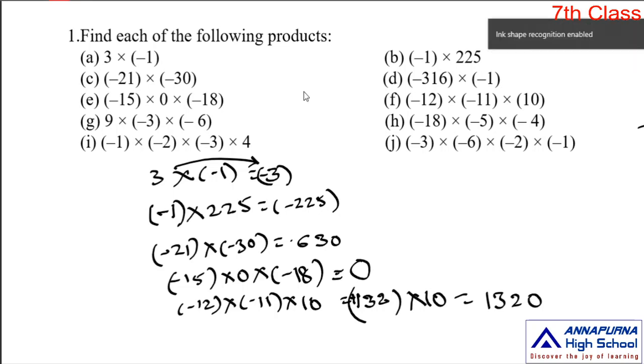Next, you do the remaining problems, that is G, H, I, J, as homework. Apply the properties and you will get the answer.